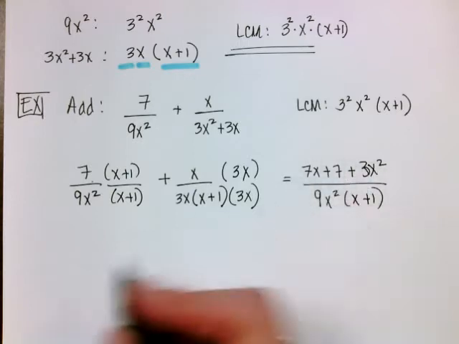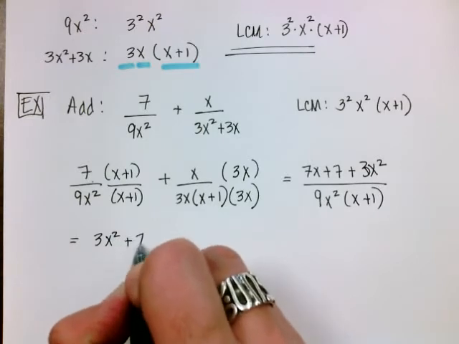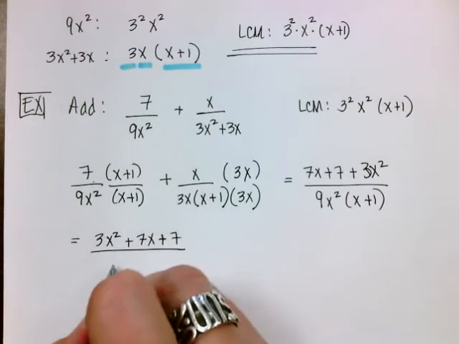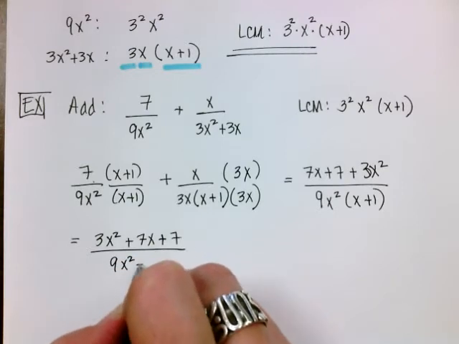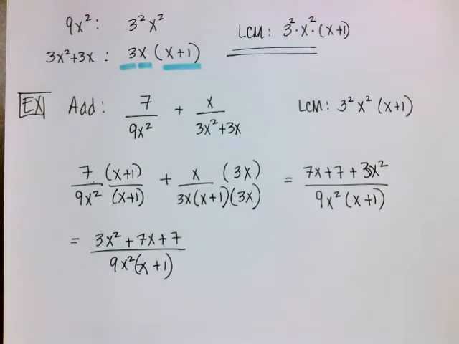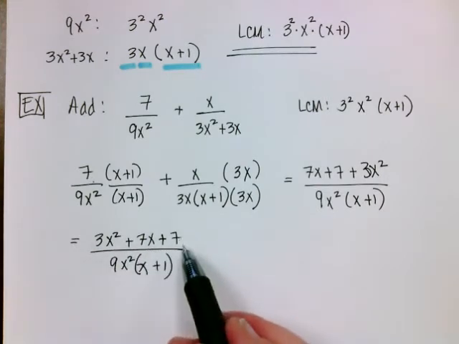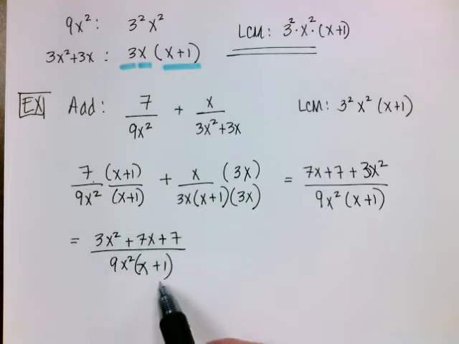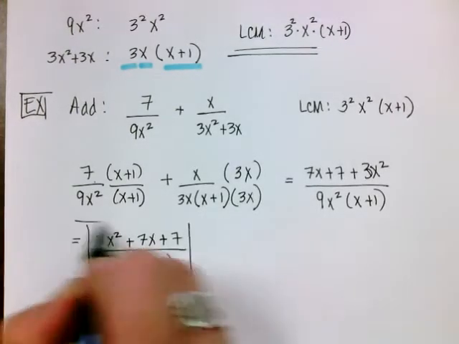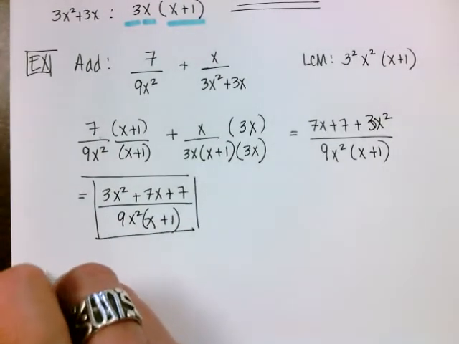So now I rewrite my top expression, and I'm going to get 3x squared plus 7x plus 7, and then it's going to be divided by 9x squared times x plus 1. Now in the future, we always want to be careful and check, could I refactor the top and have something else go away? But in this case, I think we're done. So this is my solution. All right, so let's do another example of addition, okay?